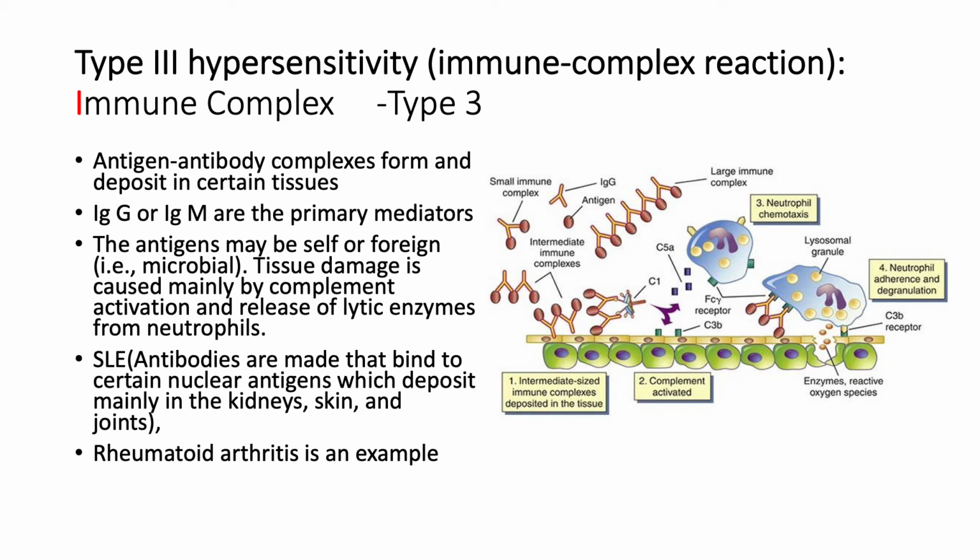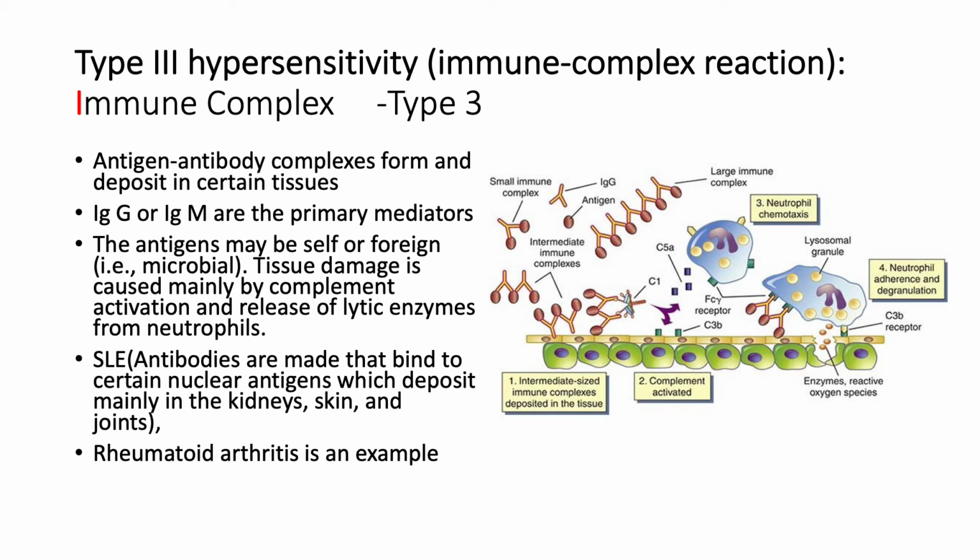So first, the antigen-antibody complexes form and they deposit in certain tissues. There they can trigger tissue damage through phagocytosis or complement binding. Rheumatoid arthritis is another good example of a type 3 hypersensitivity reaction, because the antigen-antibody complexes deposited in the joints trigger the immune response and cause the joint destruction and tissue damage.